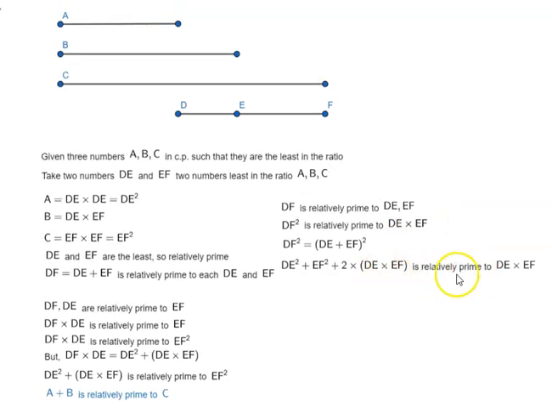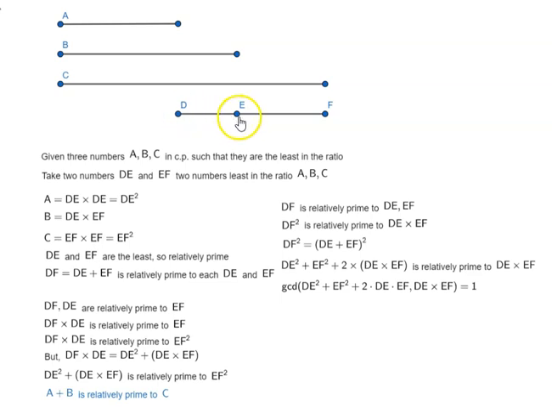Another way of looking at this is saying that the GCD of DE square plus EF square plus 2 times DE times EF, and DE times EF, is equal to 1. Now, here from the first number, if we add or subtract multiples of DE times EF, the GCD would still be 1. This is a little bit tricky, so let me take an example and do it.